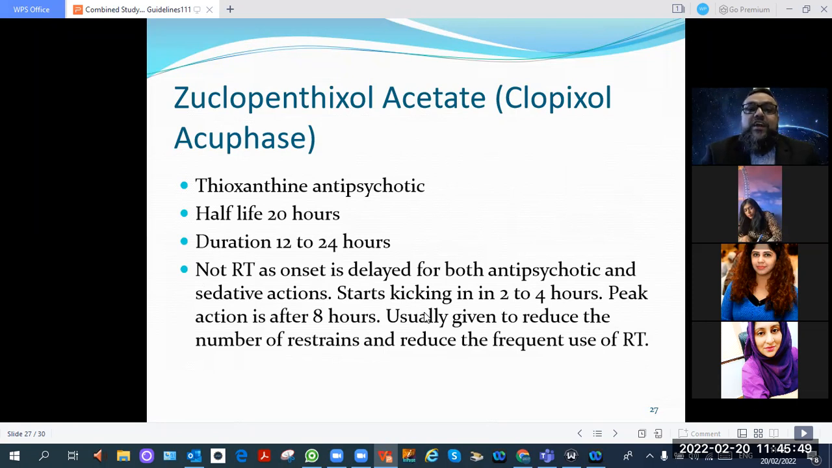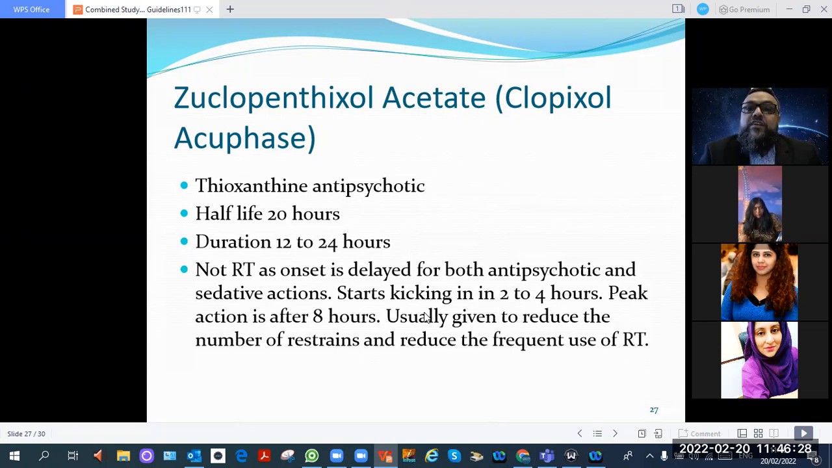to the trainees, that zoclopentixol acetate or Clopixol Acuphase, it is not a rapid tranquilization measure. It is like a depot medication. It's like a 3-day depot. You give a depot injection which acts in the system not for a full 1 week, but only for 3 days. So it's between rapid tranquilization and depot medication. So consider it as a semi-depot. Do not consider it as a rapid tranquilization measure.